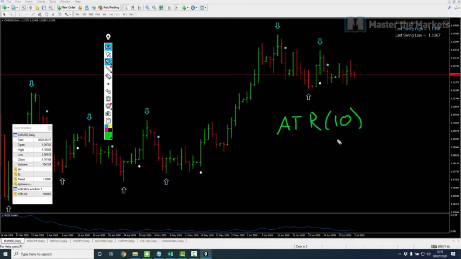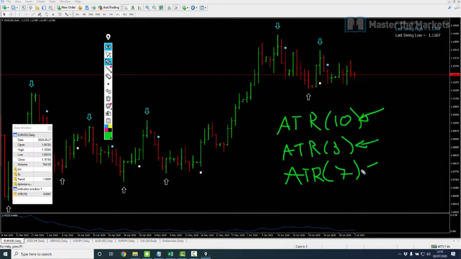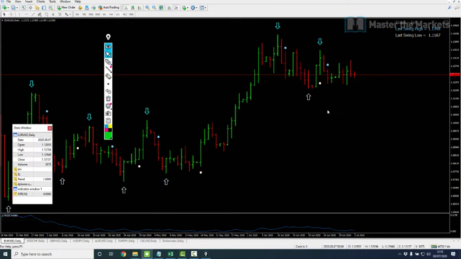In this case, it's 10, but we could change that. We could make that the ATR 3, or we could make that the ATR 7. We can change this number. What this number is referencing is the number of bars that it is doing the analysis over. So where we have ATR 10 at the moment, this is looking at 10 bars worth of data. That is the first important aspect of what the ATR 10 is doing.